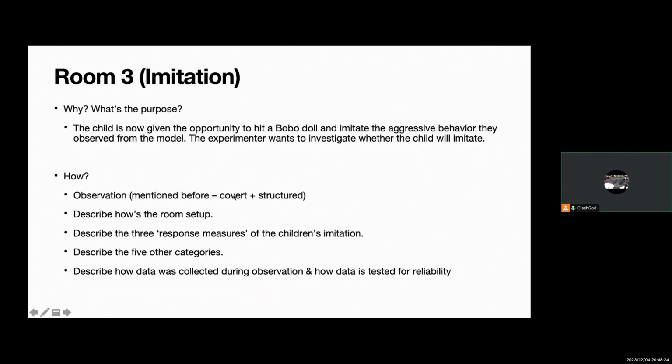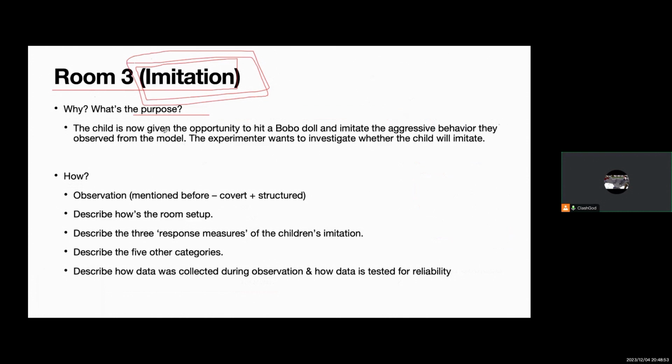Okay. So room 2 is done. Moving on to room 3, which is the final room. Finally getting to the key of our experiment, which is imitation: whether the children will actually imitate the aggressive behaviors they have observed and, hopefully, retained in room 1. So the purpose is very easy as well. You do not need to know this again.